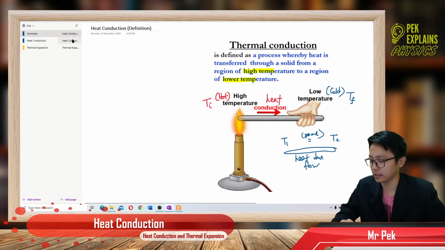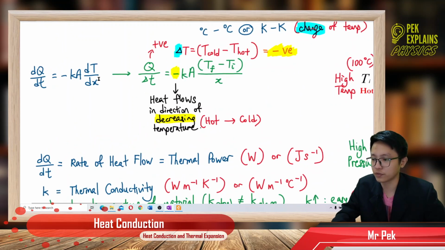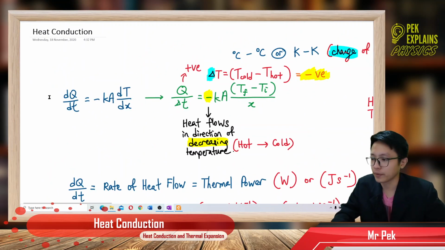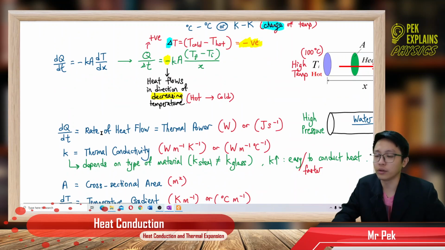So let us look at the equations we have for heat conduction. This is the equation for heat conduction: dQ over dt equals negative KA dT over dx. Let us focus on this equation. So what is actually dQ over dt? dQ over dt is called the rate of heat flow, or energy over time. Energy over time is actually thermal power.